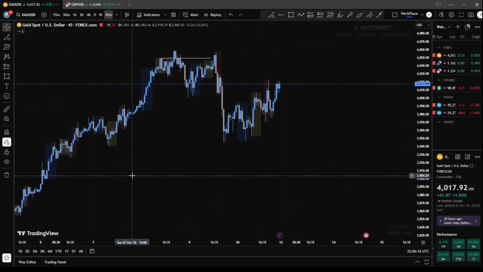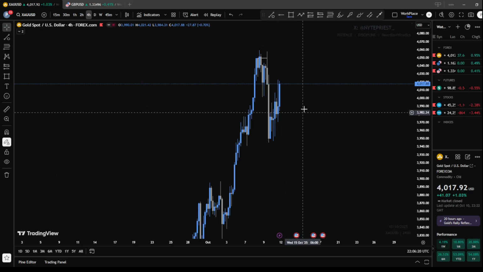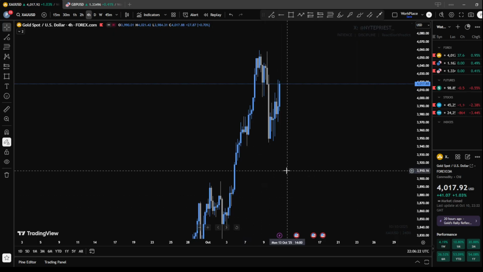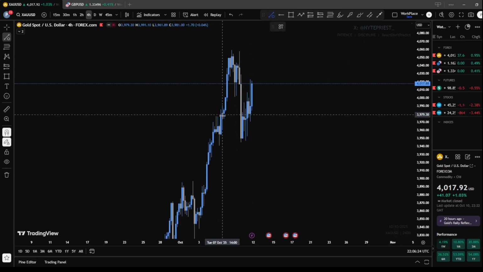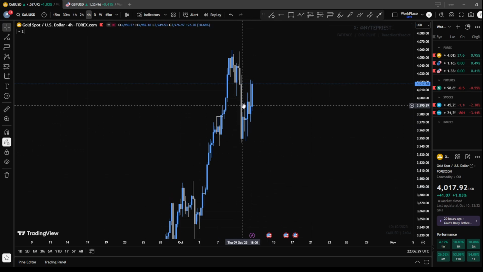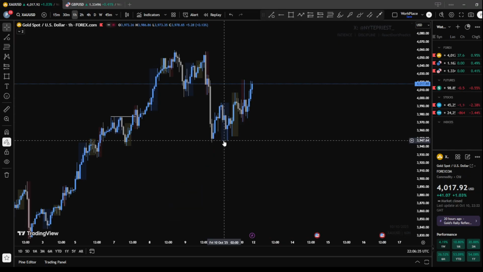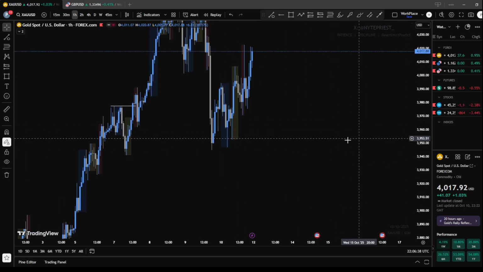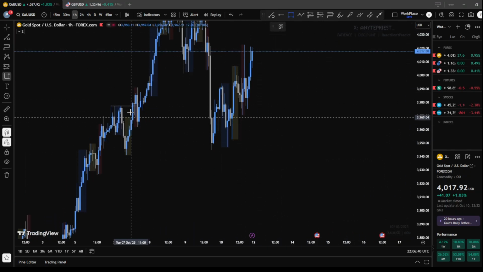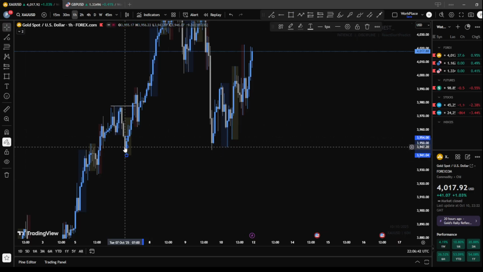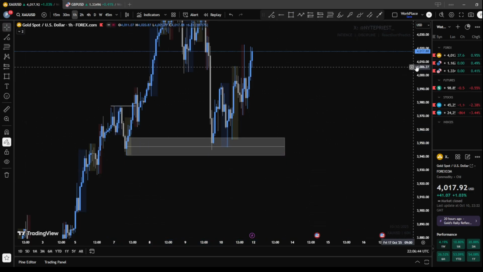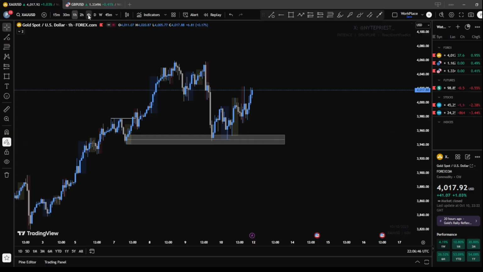So on gold, as you can see, we are extremely bullish. Okay, we are extremely bullish on gold. So this is the recent fractal break here. Okay, so as you can see, we went down to the 1 hour time frame. The recent fractal break. This will be your order block to buy from.